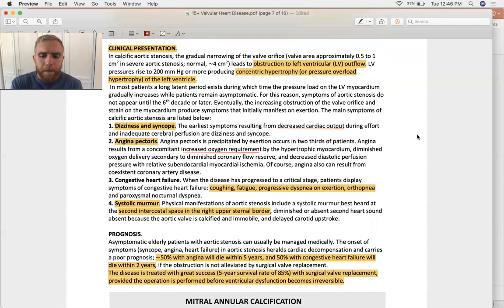eventually it's not going to be able to keep it up, right? Because the afterload doesn't go away, it just gets worse. And so as the afterload gets worse, stroke volume diminishes. And whenever stroke volume diminishes, cardiac output goes down.